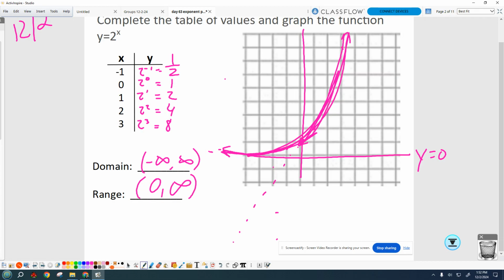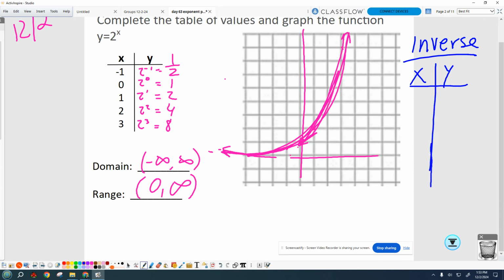Virginia, when we find inverses in algebra 2, if it was y equals 3x plus 1 and I wanted to find the inverse, what would you do first? She doesn't know. Anya, help. Switch the x and y. Okay, trade x and y. So some of you already have done this on your graph. I want to see the inverse, which means trade x and y.